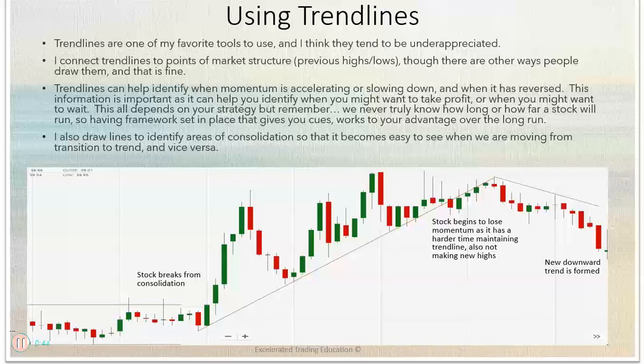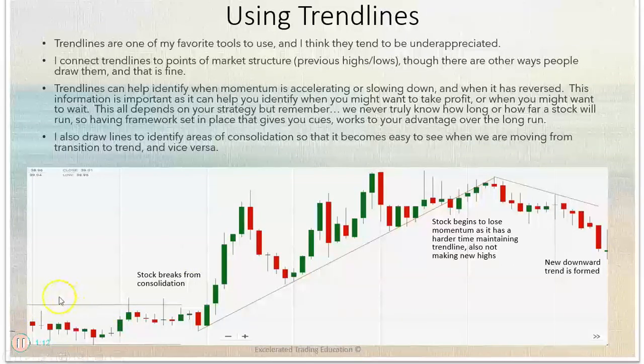I also draw lines to identify areas of consolidation so that it becomes easy to see when we are moving from transition to trend and vice versa. In essence, drawing a trend line is something that I can use consistently. It works. All markets have similar market structure as far as the way that they move, and so I can draw them the same way every time, and it helps me to read the price action, which allows me to execute consistently.